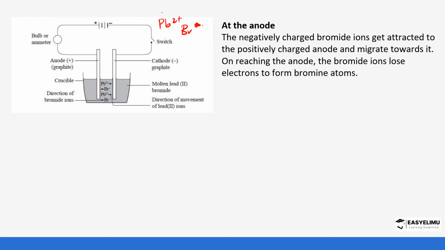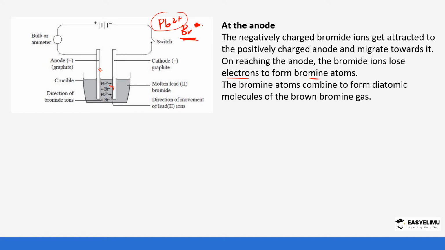So we said this is a binary electrolyte. It has only one cation and one anion. So we said all the cations are going to go to the negative electrode, as you can see in the arrow, and then all the anions are going to go to the anode. So when we go to the anode, the negatively charged bromide ions attach themselves, and when they reach there, they lose electrons. Bromide ions lose electrons to form bromine atoms.